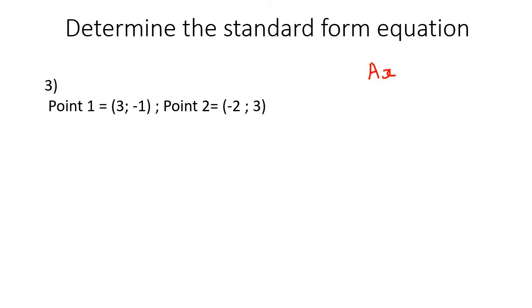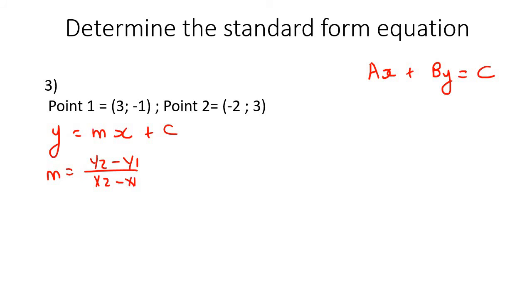So once again, standard form, ax plus by equals to c. Now they've given us 2 points, so we're going to first start off with slope-intercept form, or we can say y equals mx plus c. Then we're going to work out the slope using the formula that we all know by now. So we could use this over here, because that's the y value of point number 2, and then y value of point number 1, x of point number 2, which is there, and then x of point number 1 over there.